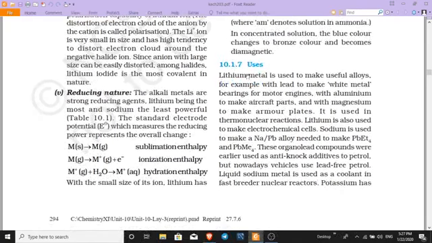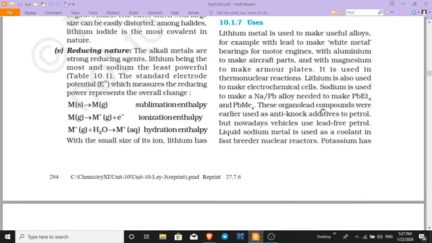Now uses. What are the uses of alkali metals? Lithium metal is used to make useful alloys, for example, with lead to make white metal bearings for motor engines, with aluminium to make aircraft parts, and with magnesium to make armor plates. It is used in thermonuclear reactions. Lithium is used to make electrochemical cells.